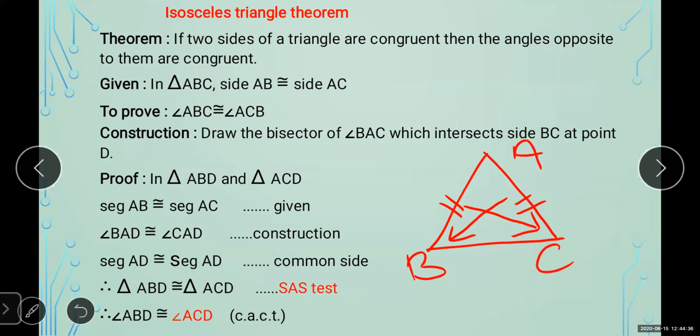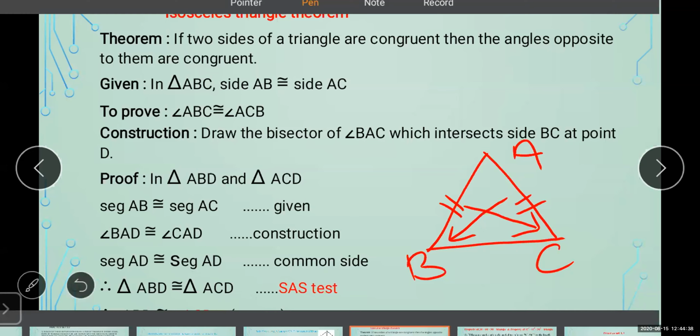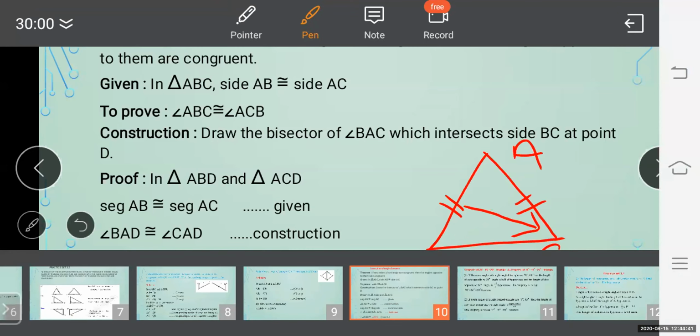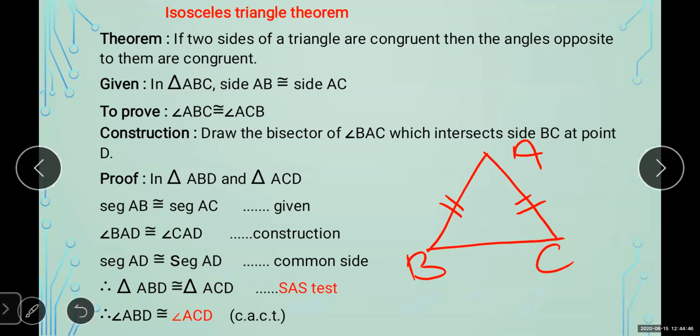So how will you prove that? What do we have now? We have just tests. So what do we have to do? This is the proof. We have to prove. Okay, construction. What do we have to construct? Draw the bisector of angle BAC which intersects the side BC at point D. From this angle, we must draw a bisector and it touches the side BC at the point D.